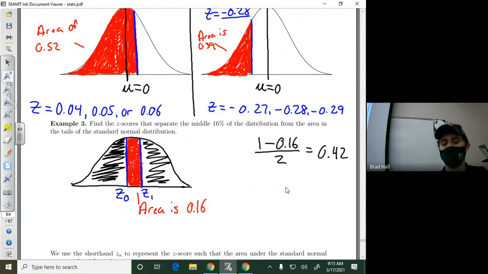There's still more to this problem, but I have run out of time. So we'll finish this problem next time.